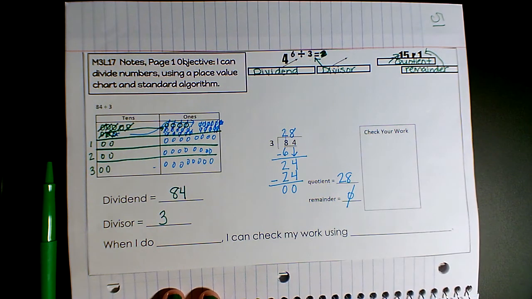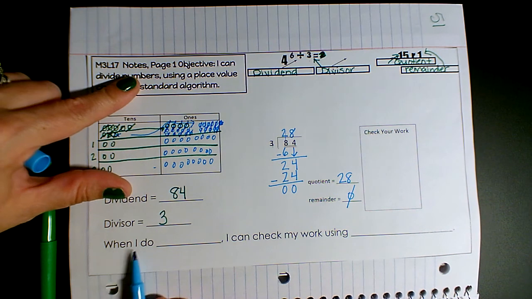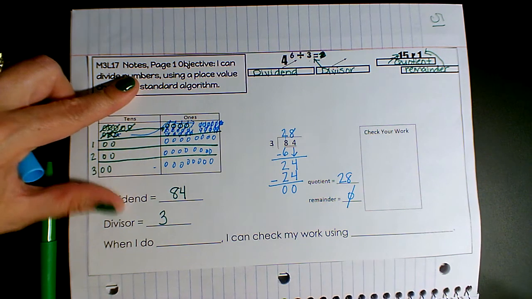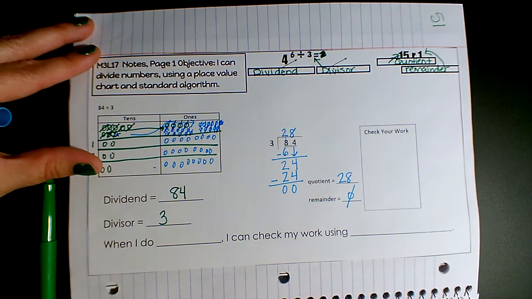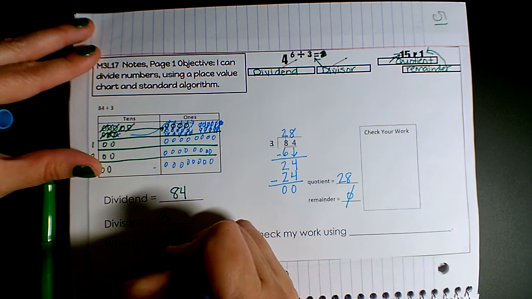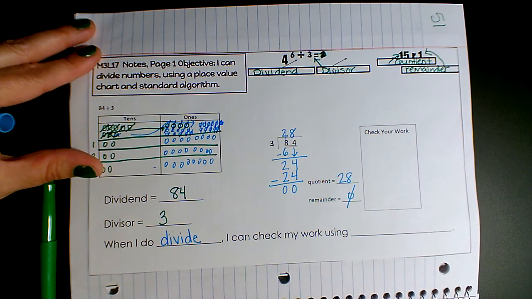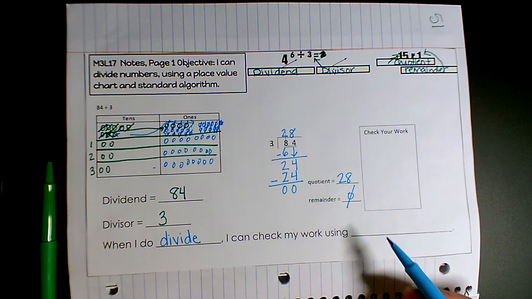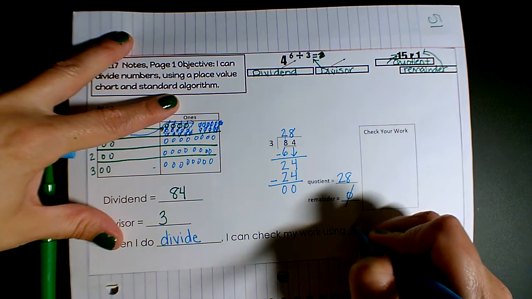Now I know we introduced this on Thursday, but it's been quite a little bit since then. So let's use this thing that Miss Schumann taught us last week. When I do blank, I can check my work using blank. So what are we working on this week? Our main focus is, if you said it, division, you're right. So it says when I divide, I can check my work using, and if you've been listening, the opposite of divide is to multiply.